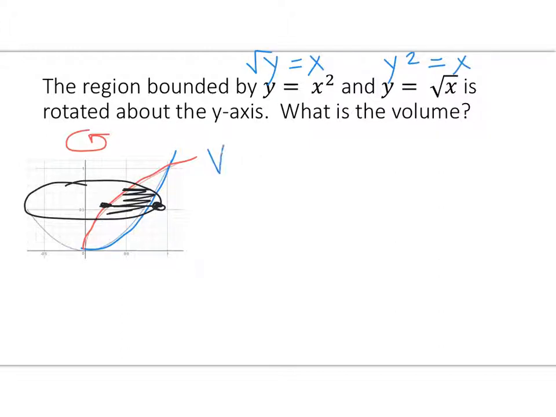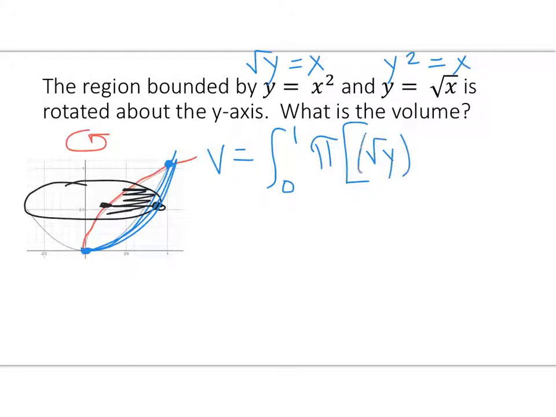So to find my volume, it's the integral. Now I'm going on the y, so the lowest point is 0, and x squared and y squared are going to equal right here. We want to know where they meet. They're meeting when x equals 1. And so it's pi times the outer radius, the blue, which is square root of y, squared, minus the inner radius, y squared, squared, dy. So I can clean that up a little bit.